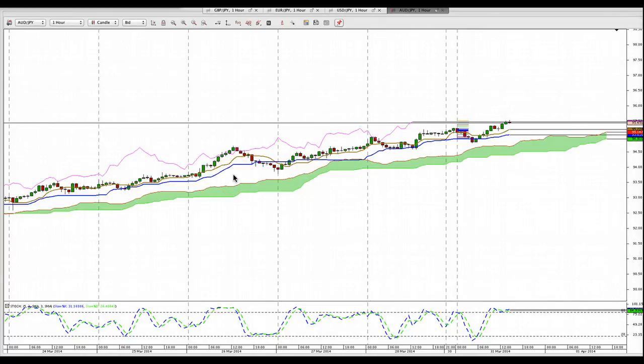Hi traders, it's Roberto. In this tutorial, we're going to be focusing on three things: pivot points, Ichimoku Indicator, and price action.